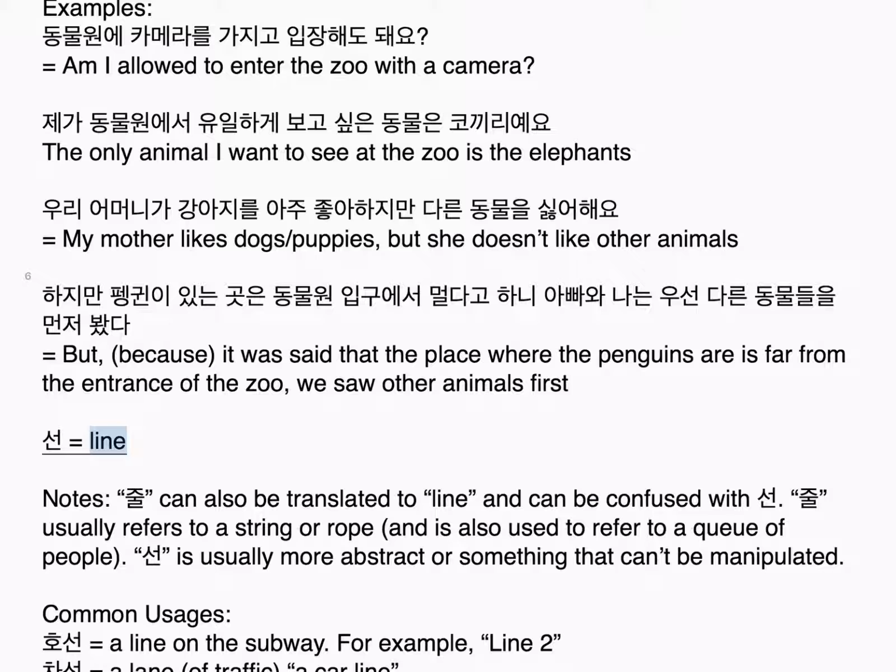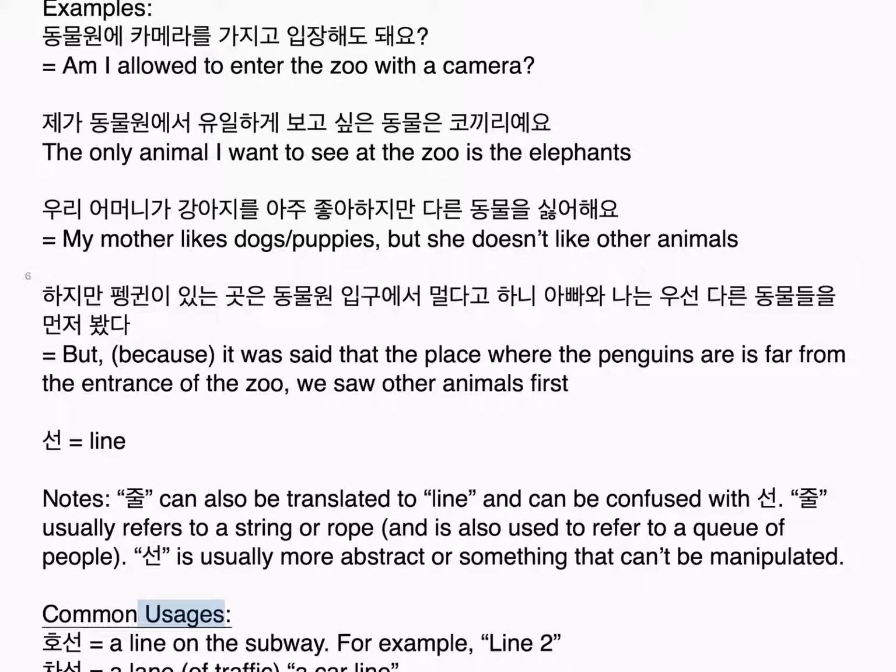선, line. Notes. 줄 can also be translated to line and can be confused with 선. 줄 usually refers to a string or rope, and is also used to refer to a queue of people. 선 is usually more abstract or something that can't be manipulated.